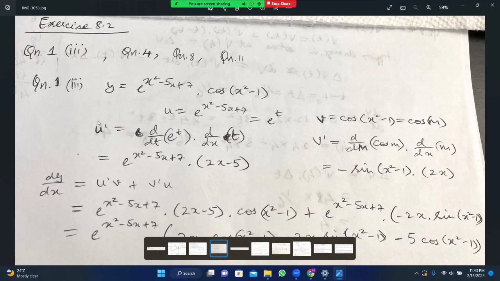So here, if we look at u prime, we have to use the product rule. So u prime is equal to d by dt of e power t into d by dx of t. So this is the composite function property which we are using. When we differentiate e power t, we again get e power t, which is basically the same function, e power x square minus 5x plus 7. And then we differentiate this function x square minus 5x plus 7, so we get 2x minus 5.